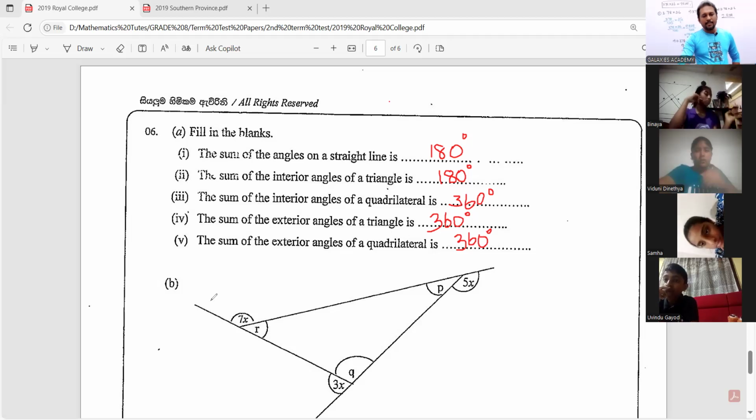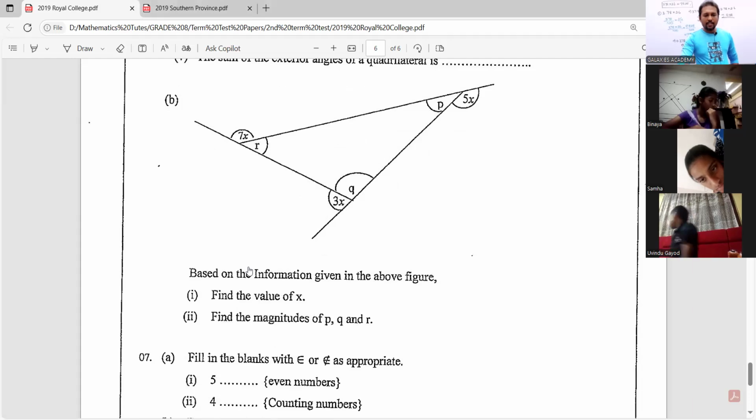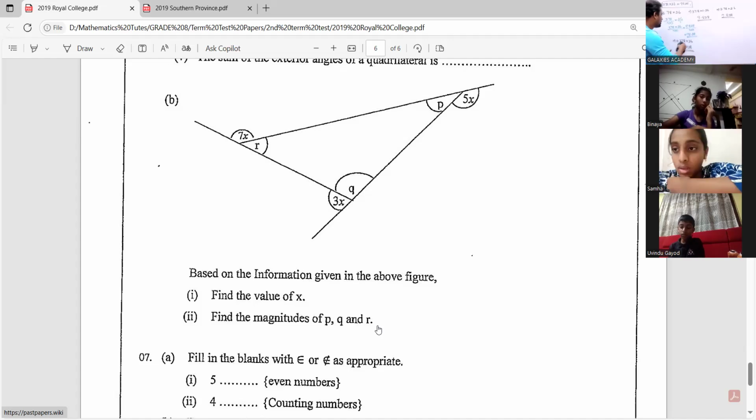Right, simple B. There's a diagram, a triangle given, with the 3 sides produced, and exterior angles formed at each of the interior angles. Right, now let's go to simple B. Based on the information given in the above figure, find the value of x. Then find the magnitudes of P, Q, and R. Okay. First, I'm going to draw the diagram.